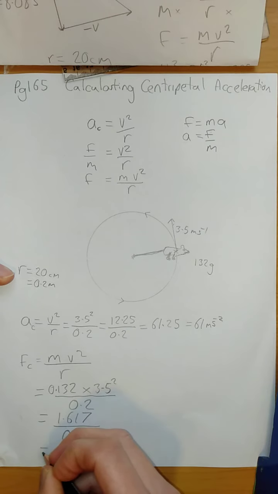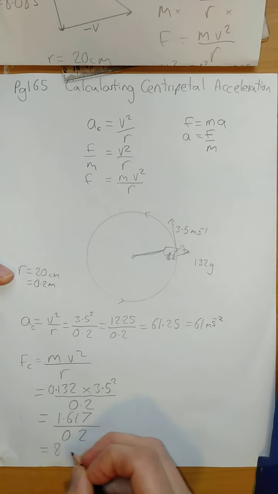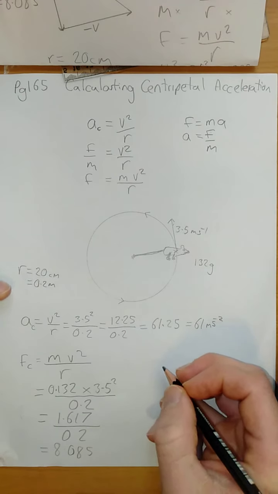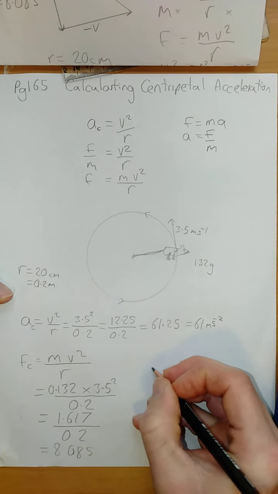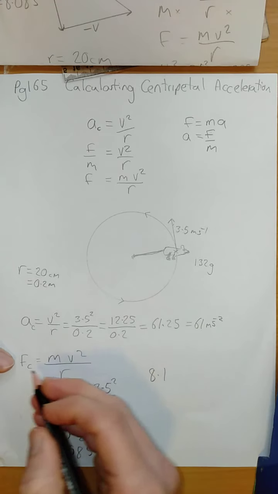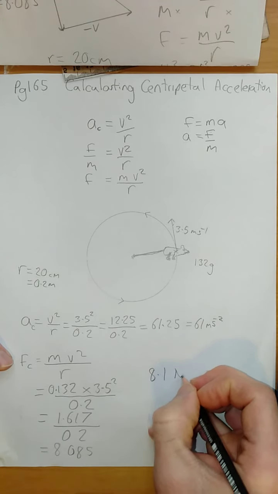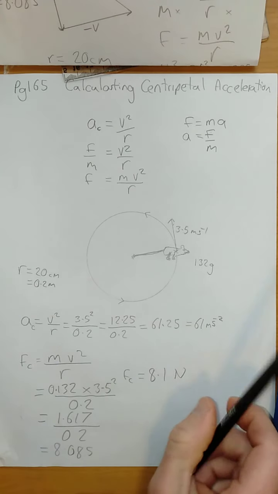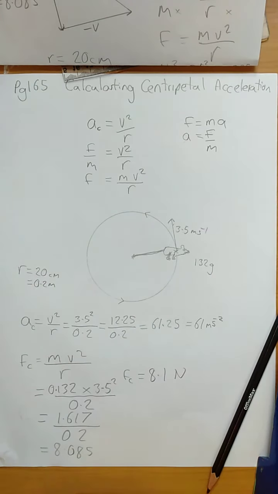and when we put that into our calculator we get 8.085, I believe, and we'll need to round that one to 8.1, and because it's a force, its unit is in newtons, so FC is equal to 8.1 newtons.